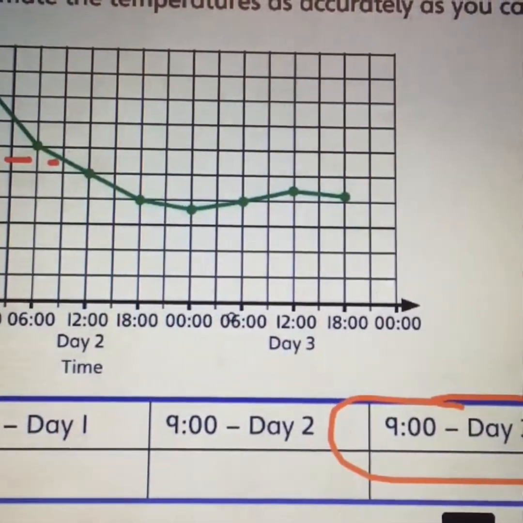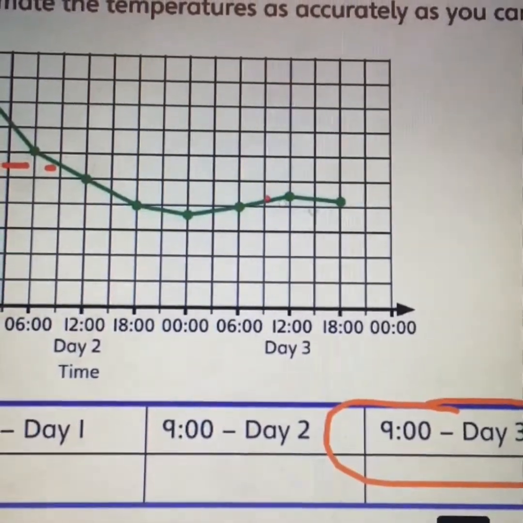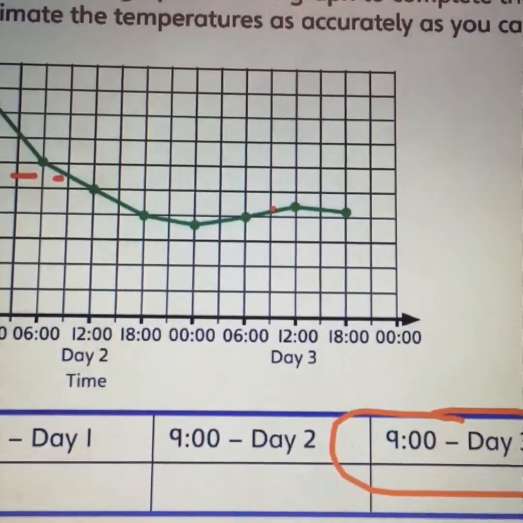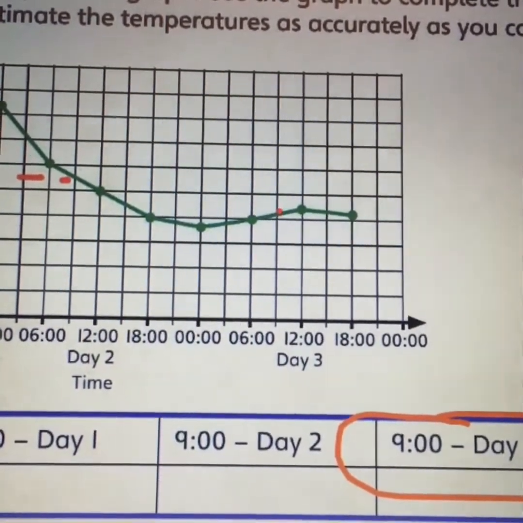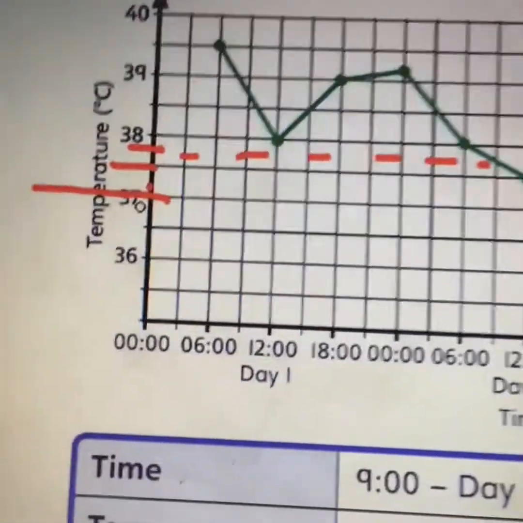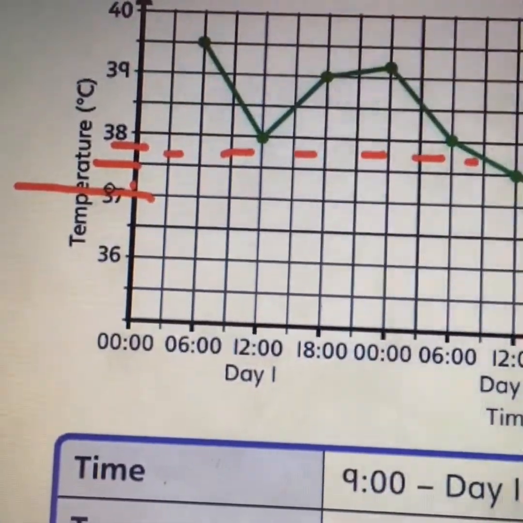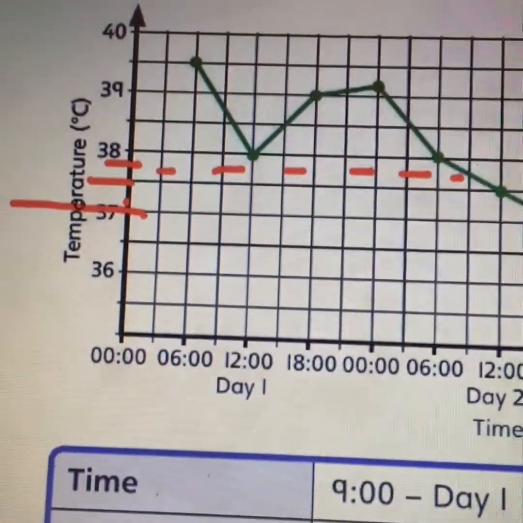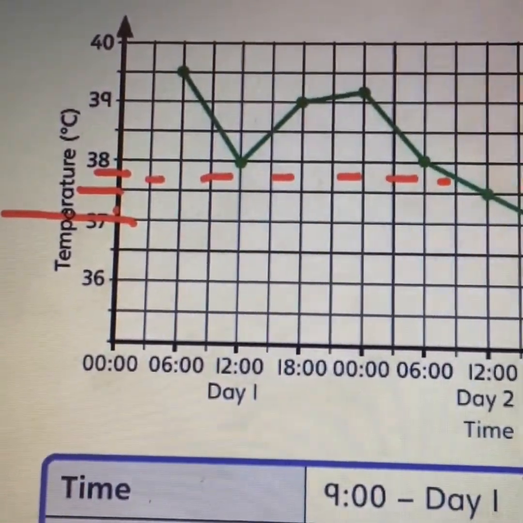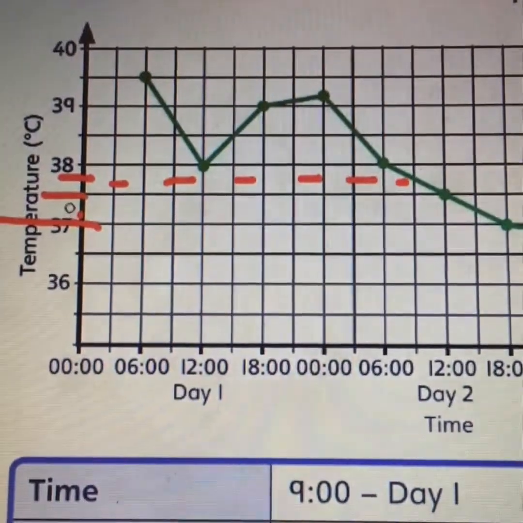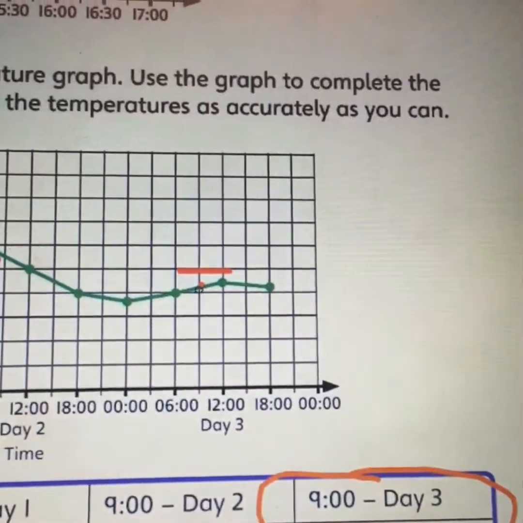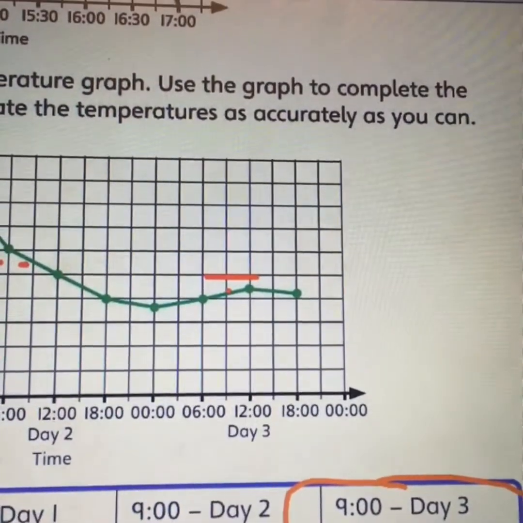Well, there's day 3, there's 9 o'clock. Right, so this one is just above this grid line here. So it's just above 37 degrees. Remember, this is 37.5. This is 37 degrees. So what might be a good estimate for this temperature then? So just above 37. So I'd probably say about 37.1 degrees, or I'd give you 37.2 as well. Any higher than that? Probably not, because if this is 37.5 here, and this is quite a long way below that. Okay, so about 37.1, 37.2.